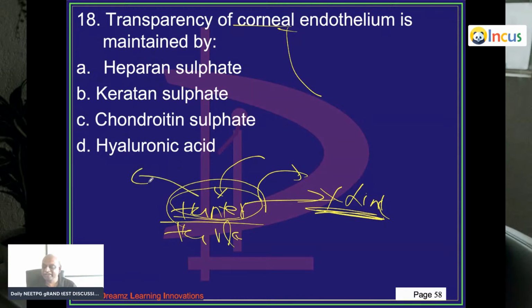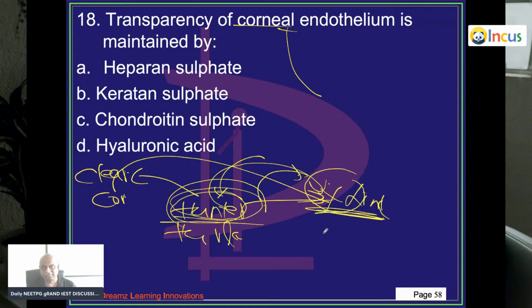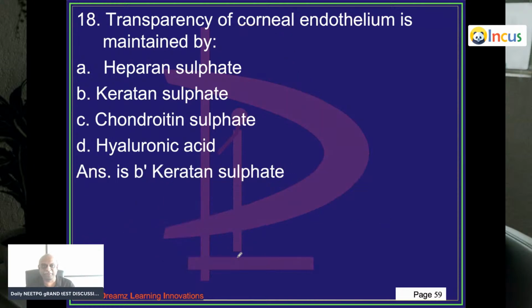So clear cornea is a feature of Hunter, who is hunting. It is X-linked. Cornea is clouded in Hurler, so he is hurling the objects. Easy way to remember. Some stupid way to remember.